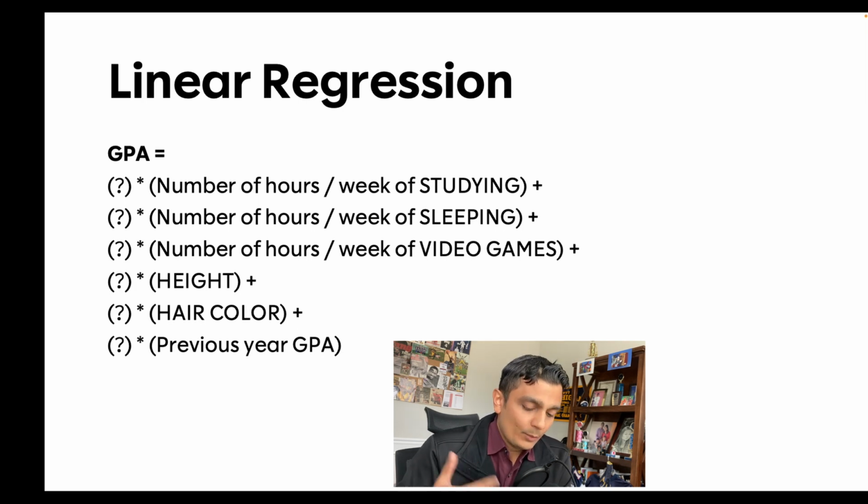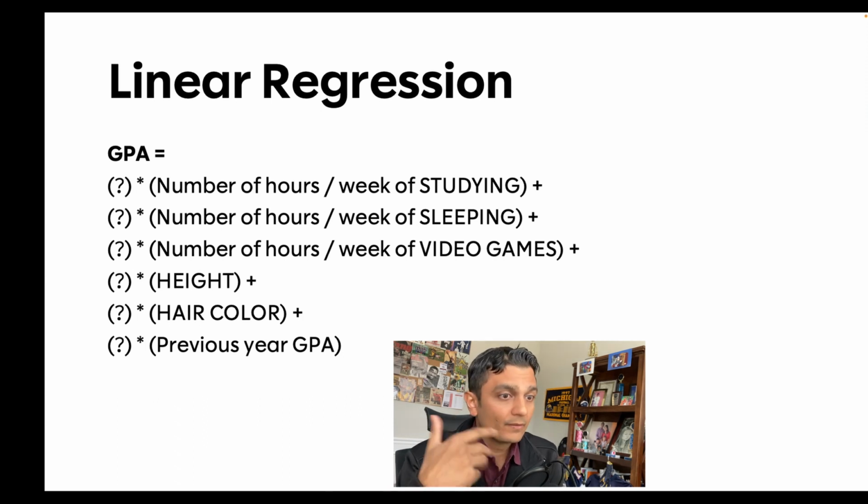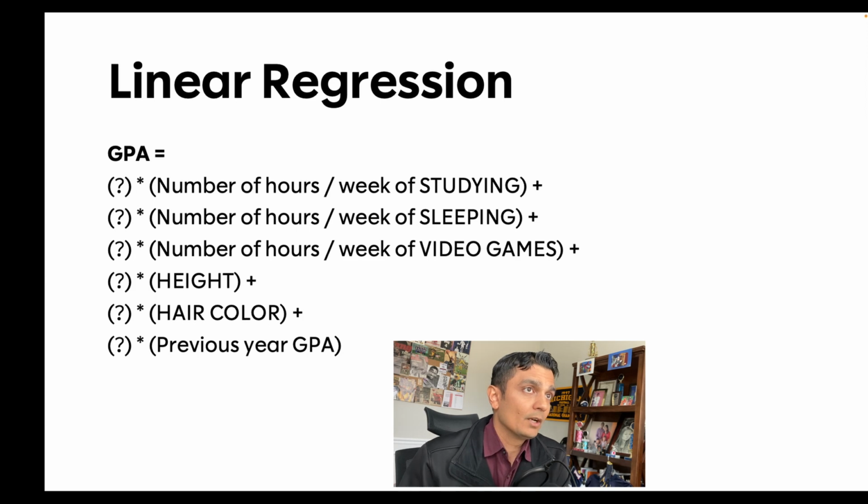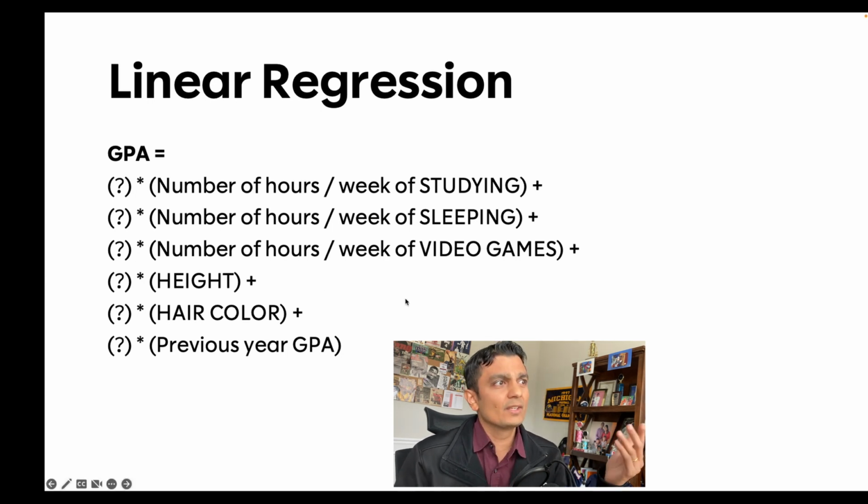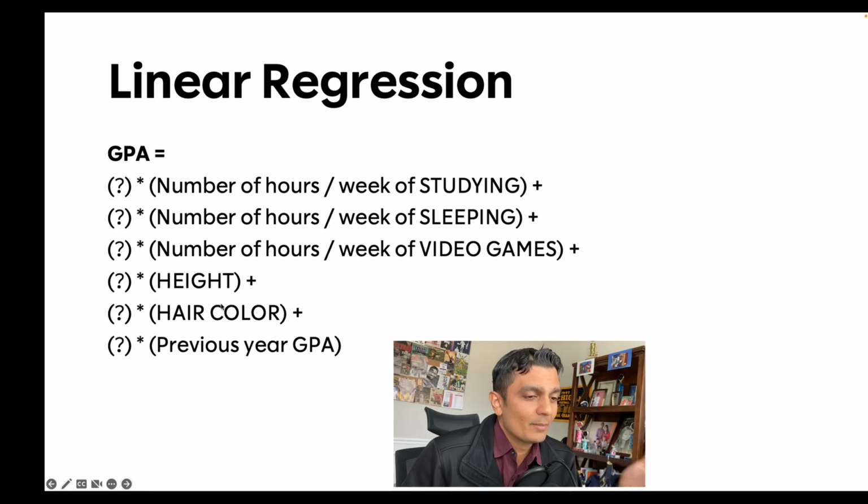I was thinking, well, what if we were to try to build a model related to GPA, right? You might take a look at certain things that might predict GPA. You might take a look at how many hours a week of studying this person did. You might look at how many hours a week they sleep, how many hours a week they play video games, their height, their hair color, the previous year GPA. And some of these you're thinking, well, obviously has no impact on GPA. Like your height doesn't have any impact on GPA. Hair color sure as heck doesn't have any impact.